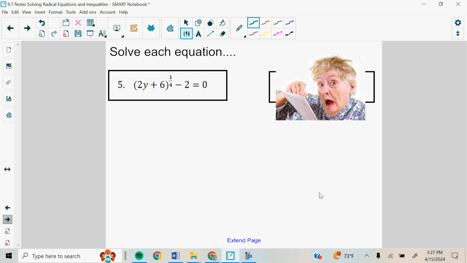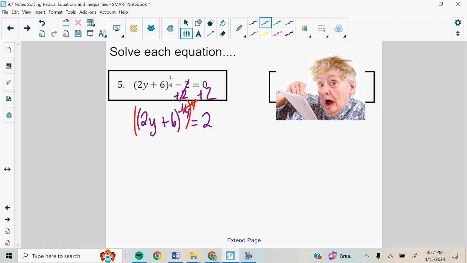We have one here. This one is similar to our last one where we have an exponent, a rational exponent. So we're going to go ahead and isolate that by adding 2 to both sides. So we have (2y plus 6) to the 1/4 equals 2. I need to cancel my 1/4. It is the same thing as a 4th root, so I'm going to take it to the 4th power. Those cancel. So it gives me a 4th power over here. So 2y plus 6 equals 2 to the 4th.